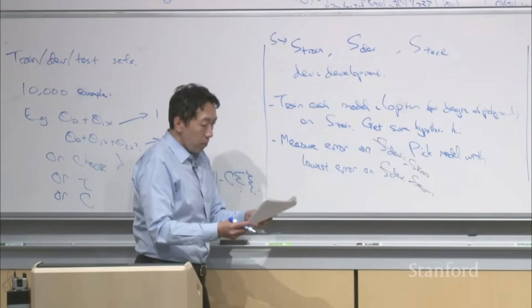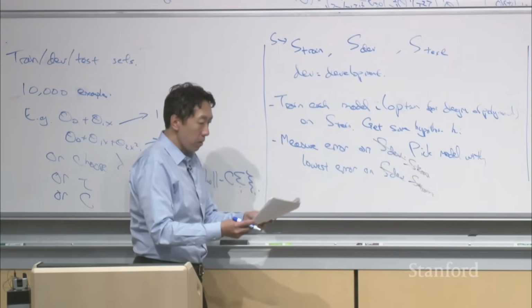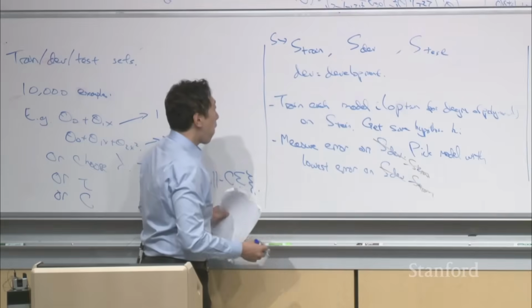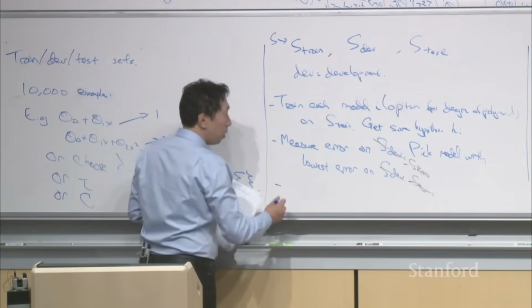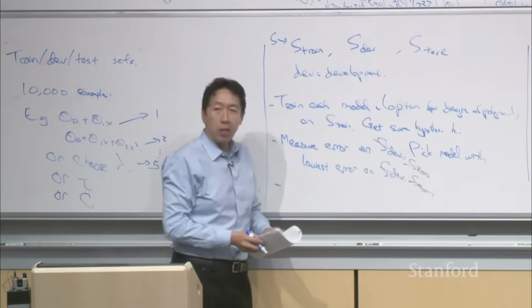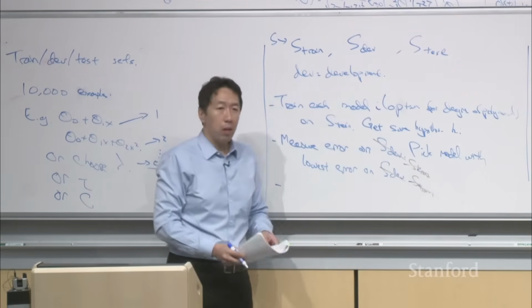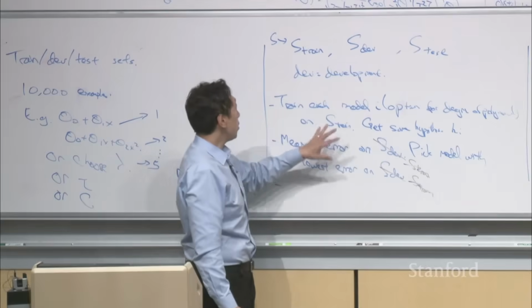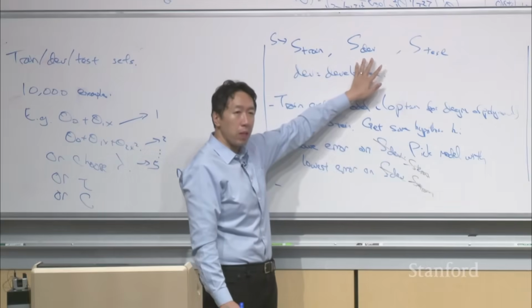All right. Now, you know, if you are publishing an academic paper on machine learning, then this procedure has looked at the training set as well as the development set, right?